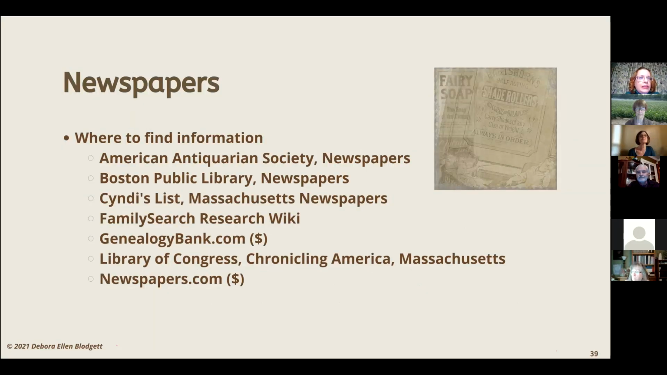There are a lot of places to find historic newspapers. The American Antiquarian Society in Worcester has one of the largest collections in New England for all kinds of historic newspapers. The Boston Public Library has an online digital access to newspapers. There are some subscription services like Genealogy Bank and newspapers.com. And the Library of Congress has an excellent resource called Chronicling America, and that has historic newspapers.